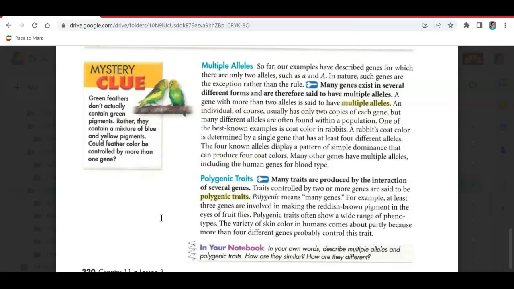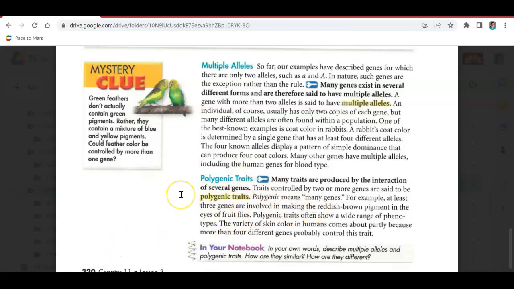An individual, of course, usually has only 2 copies of each gene, but many different alleles are often found within a population. One of the best-known examples is coat color in rabbits. A rabbit's coat color is determined by a single gene that has at least 4 different alleles. The 4 known alleles display a pattern of simple dominance that can produce 4 coat colors. Many other genes have multiple alleles, including the human genes for blood type.